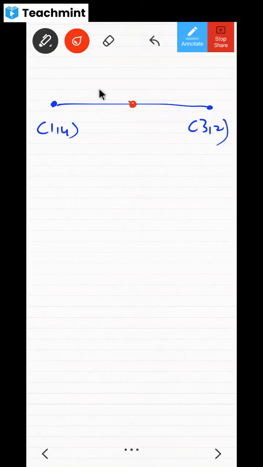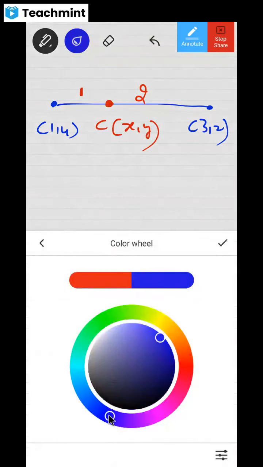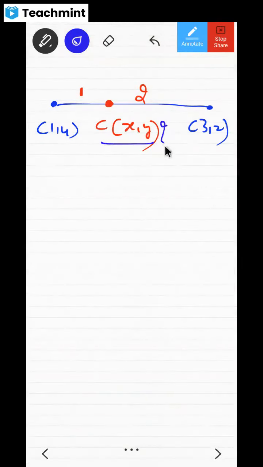You can show the point in between also, no problem. Just 1:2 means show it here. If you are showing it here also, no issue at all. But still it is 1:2. Now let me call this point C, and it will have coordinates x and y. And that is what they are asking, right?